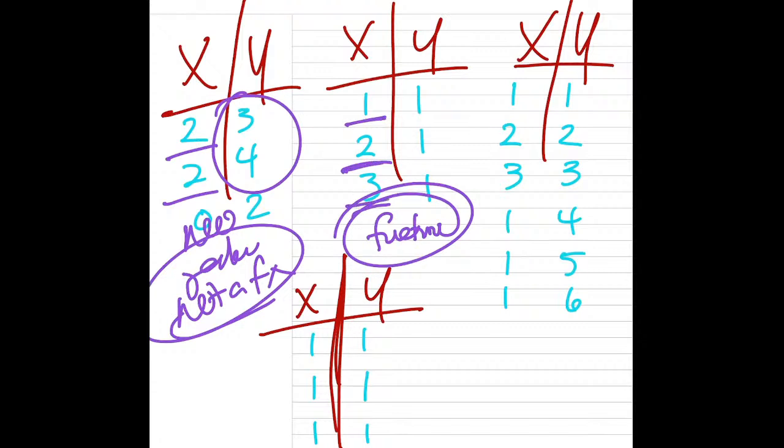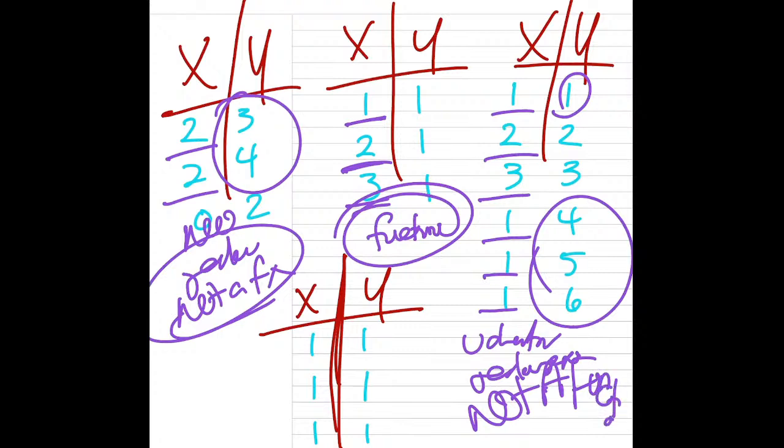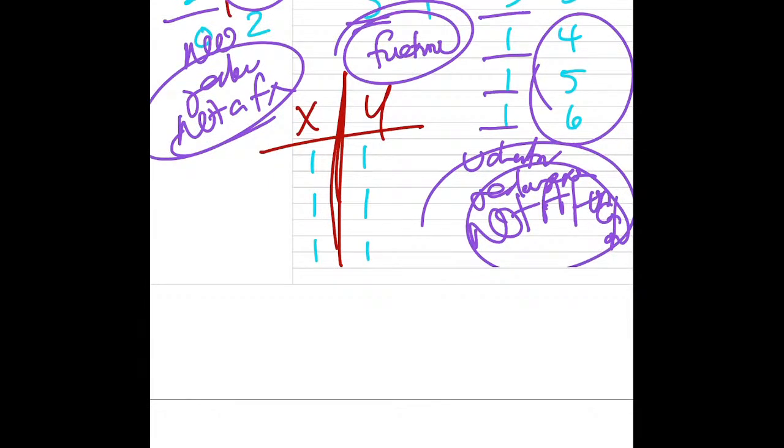Different x's, same y, but different x's. Remember, we're looking for the same x's with different y's. Fine. So different x. Aha, same x, different y's. Uh-oh, you cheating. Jealous x's, not a function. Okay? And then last one.